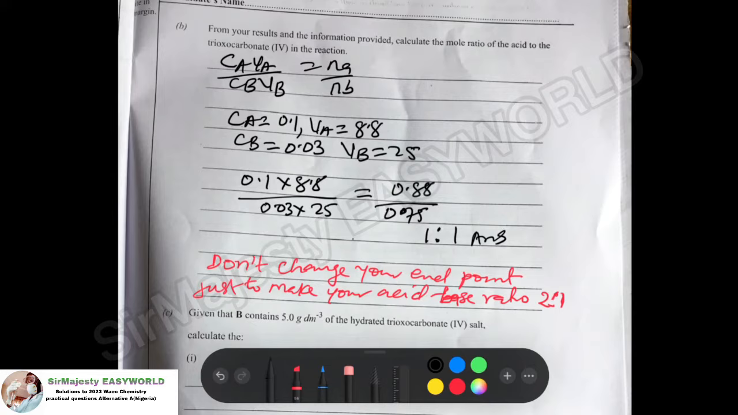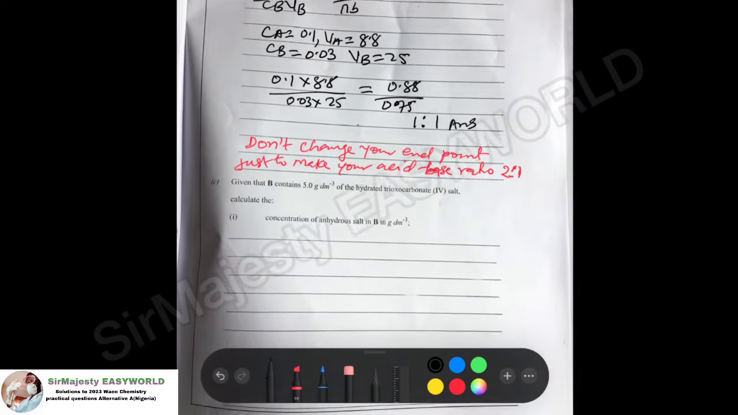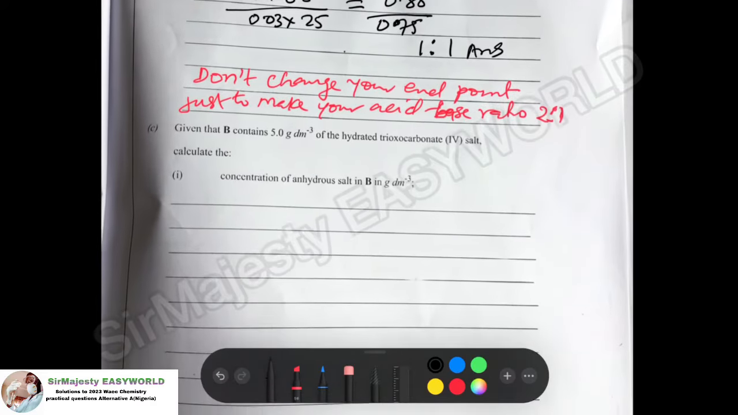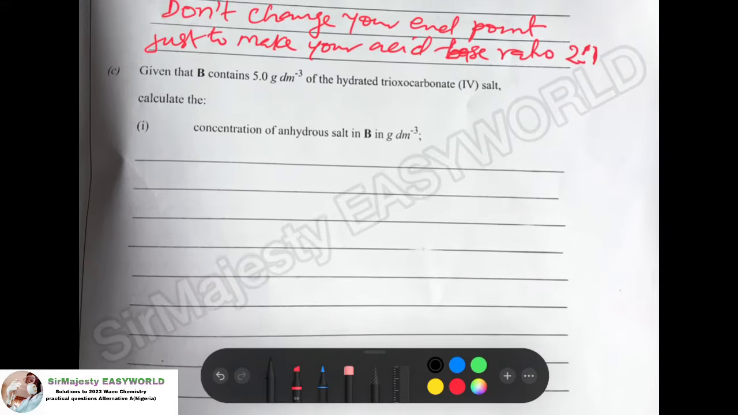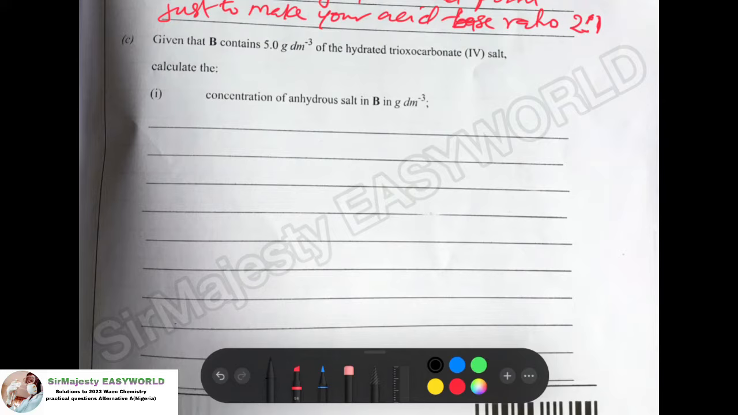Okay, we go to the next calculation, which is still here. They said, given that B contains 5.0 gram per dm cube of hydrated trioxocarbonate salt, calculate the concentration of anhydrous salt in B in gram per dm cube. Anhydrous means without water of crystallization, and therefore go back and remind yourself what CB is. The concentration of B was given to us as 0.03.